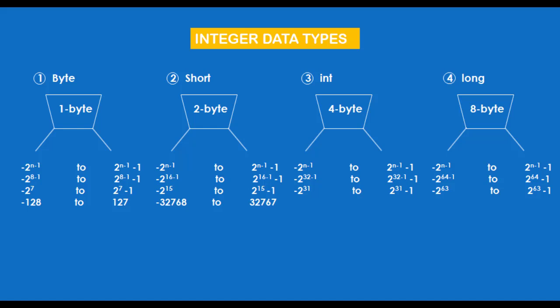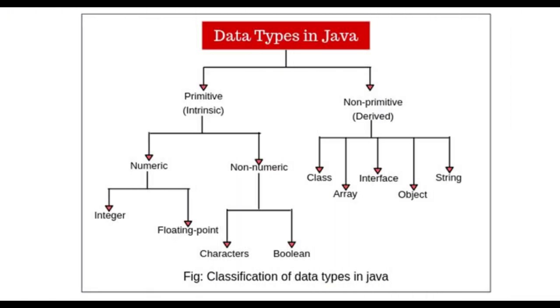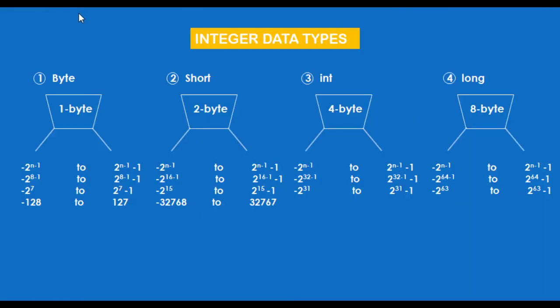In this video we will do integer data type, and in the previous video we have done what is data type in Java and what are the different data types in Java programming. And among all the data types in Java, we have integer data type also, and under this integer data type we have some different types. The first one is byte, the second is short, int, and the last one is long.